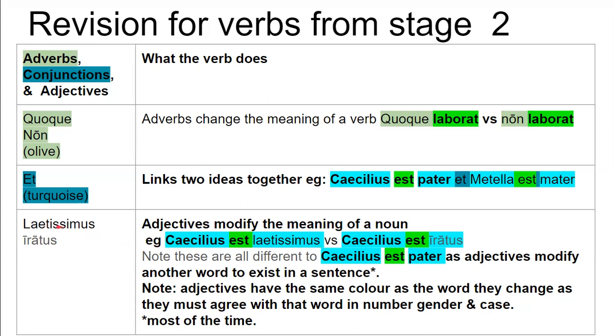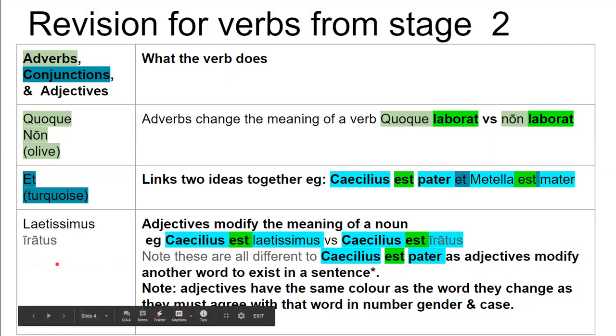And lastly, this issimus ending right there. That is a superlative, and therefore it means very happy. Laetus means happy. Laetissimus means very happy. So if you see an issimus or issima ending in an adjective, you'll know that it means the most happy or the happiest or very happy. Those are the three ways you can usually translate something.